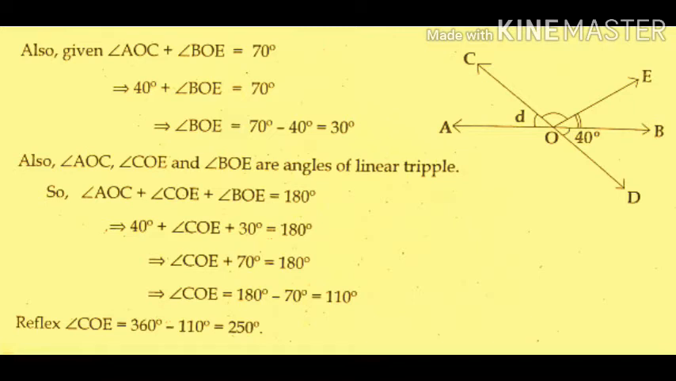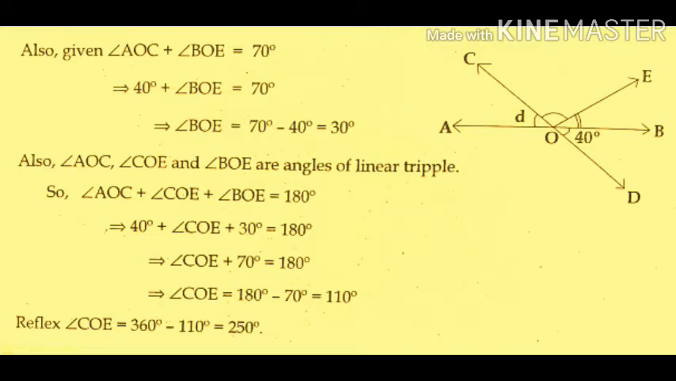Next step, angle COE plus 40 plus 30, 70 degrees, that is equal to 180 degrees. Next step, angle COE is equal to 180 degrees minus the 70 degrees moved to the right side. It becomes minus 70. After subtracting, we get 110 degrees.